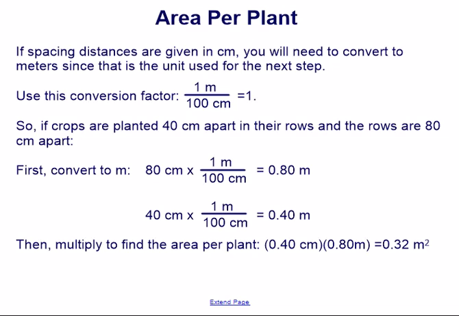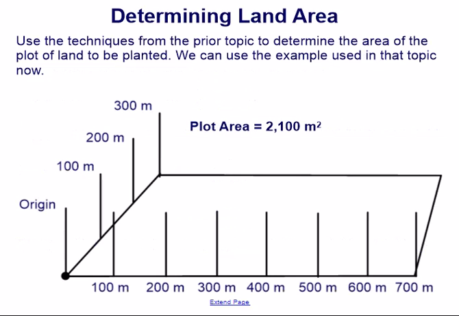Use this conversion factor. So, if crops are planted 40 centimeters apart in their rows and the rows are 80 centimeters apart, first convert to meters. Then, multiply to find the area per plant. Determining land area. Use the techniques from the prior topic to determine the area of the plot of land to be planted. We can use the example used in that topic now.